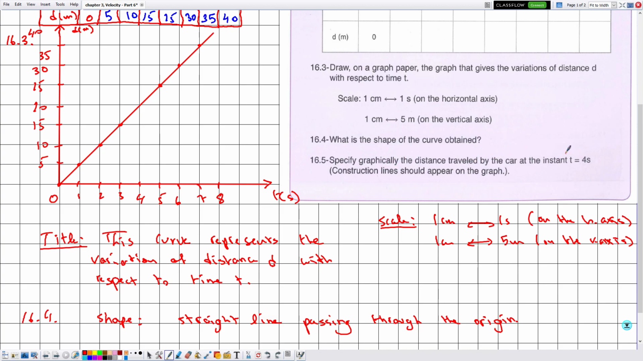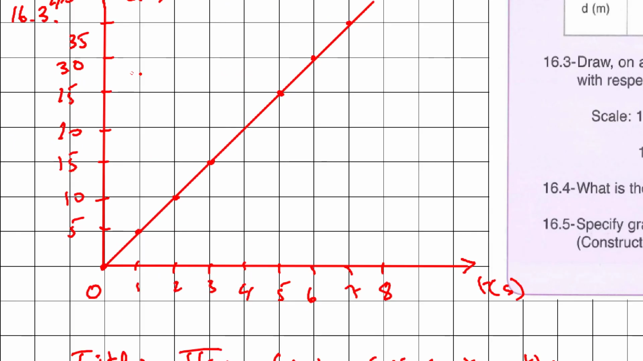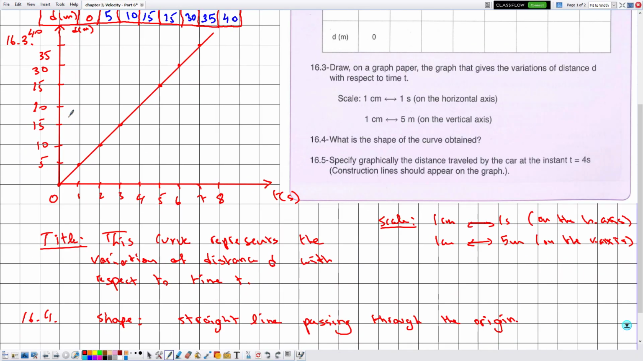Now in 16.5 they are telling me to specify graphically the distance traveled by the car at the instant t is equal to 4 seconds. So what's the benefit of drawing a curve that shows the variation of s as a function of t? Is that whenever we know the value of one variable, we can determine the value of the other. Okay, so if you know that the value of time is given by 3, going up to the curve, then moving to the y-axis, we know that its value is given by 15. So the benefit of plotting the curve or the table is that whenever we know the value of one variable, we can determine the other.